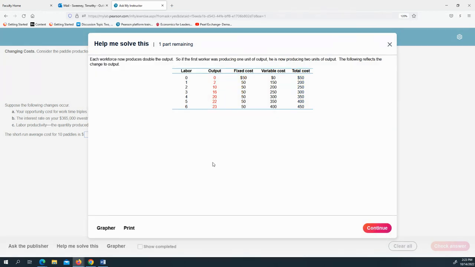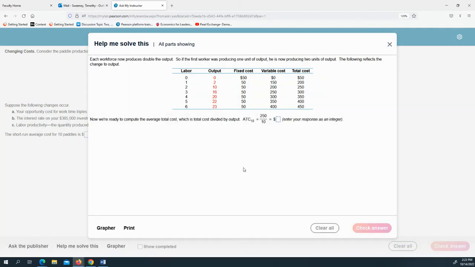And then the last thing, it says each workforce now produces double the output. So if the first worker was producing 1 unit of output, now, well, you're the first worker, so it should be she for you, right? All right, he or she is now producing 2 units of output. The following reflects the change to output. Okay, so instead of 1, we have 2, instead of 5, we have 10, and so on, right?